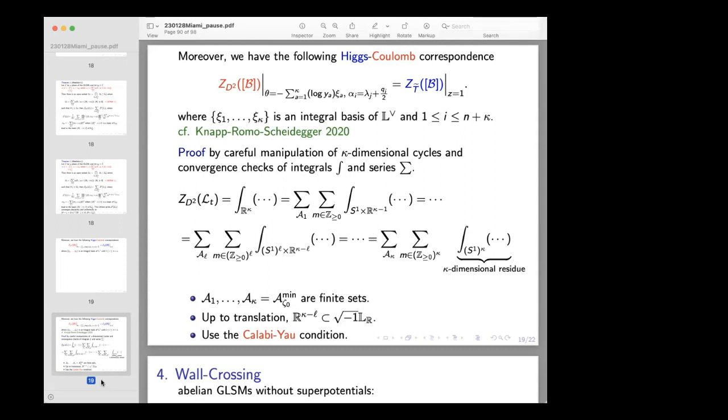And so the proof is by careful manipulation. Basically, the integral at the beginning is shifted in a purely imaginary contour. One needs to deform it and show that at each stage the integral and series converge.